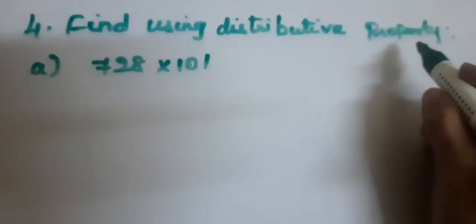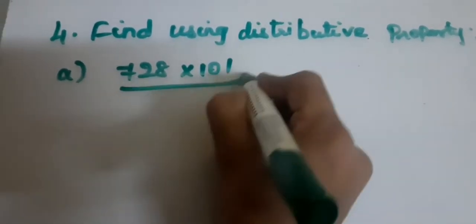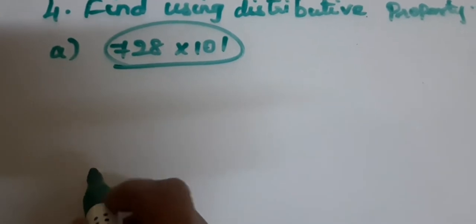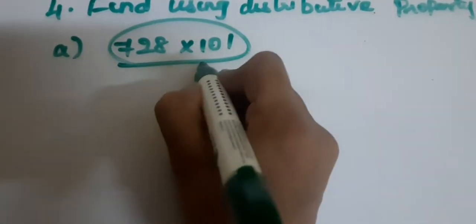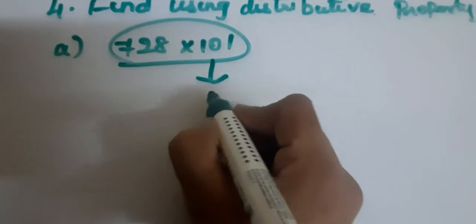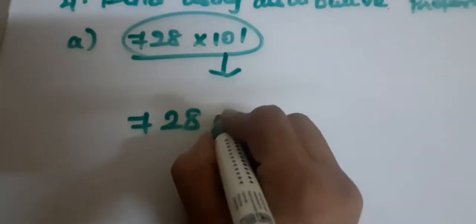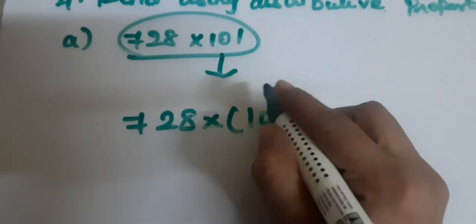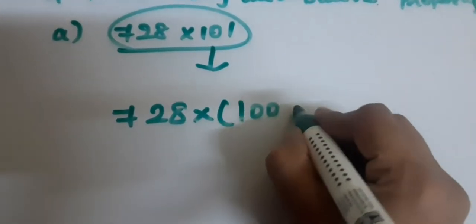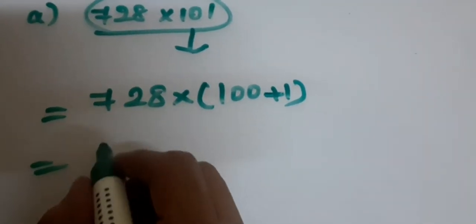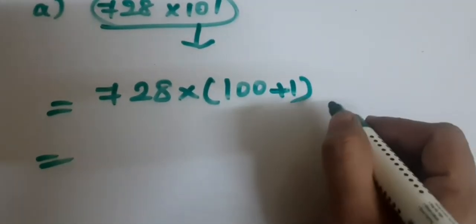Find using distributive property. The first question is 728 multiplied with 101. What we are going to do is split the easier number so that we can calculate it in an easier way. 728 multiplied with 101 can be split as 100 plus 1. Now we are going to apply the distributive property.